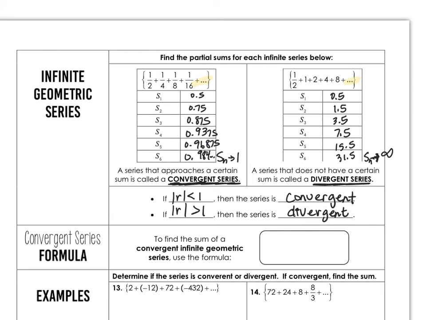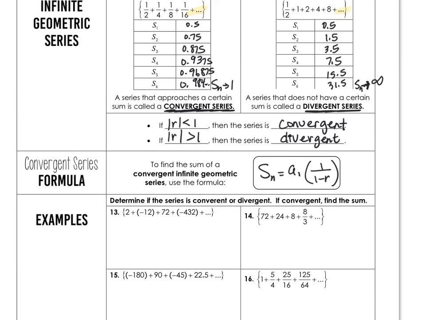So the formula, if it is convergent, is the first term times 1 over 1 minus r. This is the formula. So you only use this if it's infinite. If you have the infinite series, that's when this comes into play, and then you only use it if the absolute value of r is less than 1. So let's see how these look.